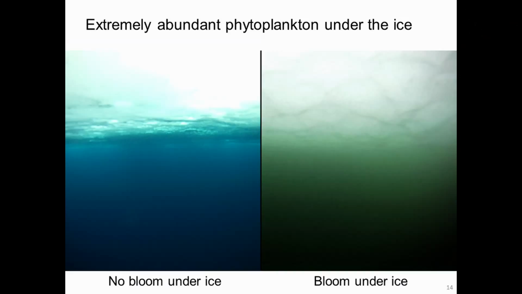And this is what it looks like when you're actually there. That's on the right. On the left side is what you would normally expect to see under the ice, nice blue water. This is what we saw when we were there on the right. Pea soup green. You couldn't even see the bottom of the ice. The visibility was maybe 1 or 2 meters, is as far as you could see. It was so thick.